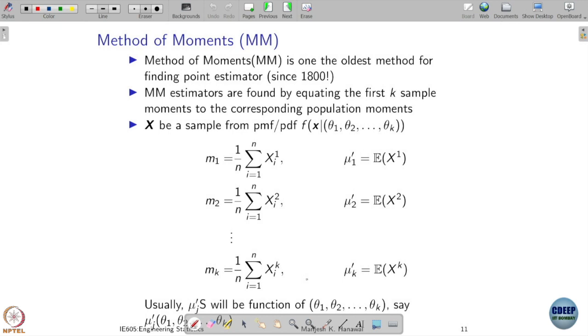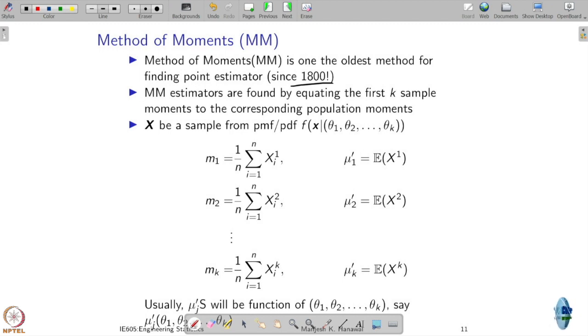This is one of the oldest methods, and you will see why it is so obvious. People have been using it since the 1800s. What it does is, method of moment estimators are found by equating the first k sample moments to the corresponding population moments.